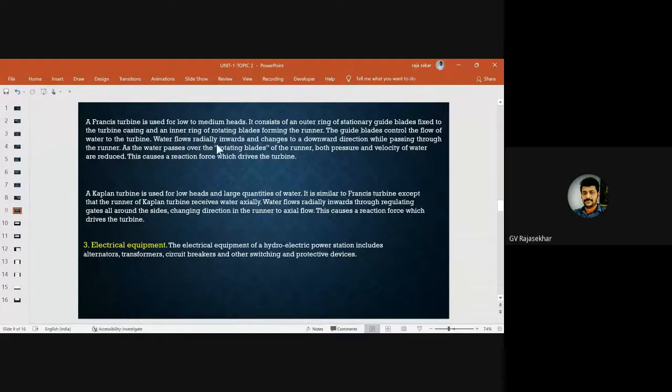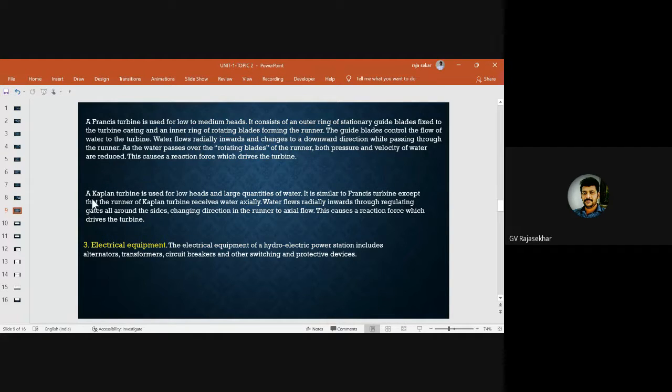Water flows radially inwards and changes to a downward direction while passing through the runner. As the water passes through the rotating blades of the runner, both pressure and velocity of the water are reduced. This causes the reaction force which drives the turbine.